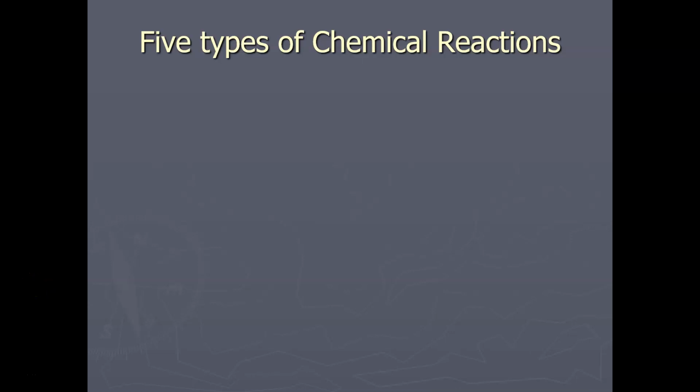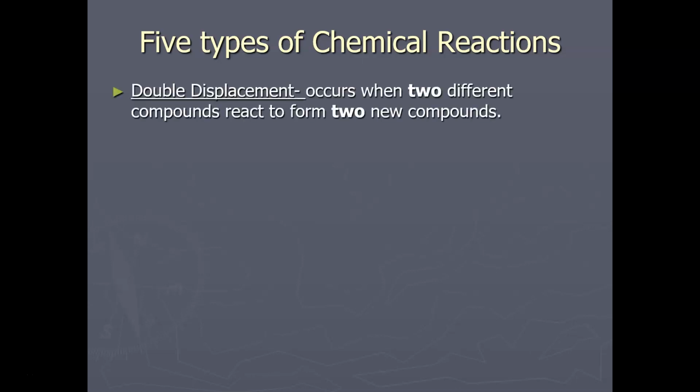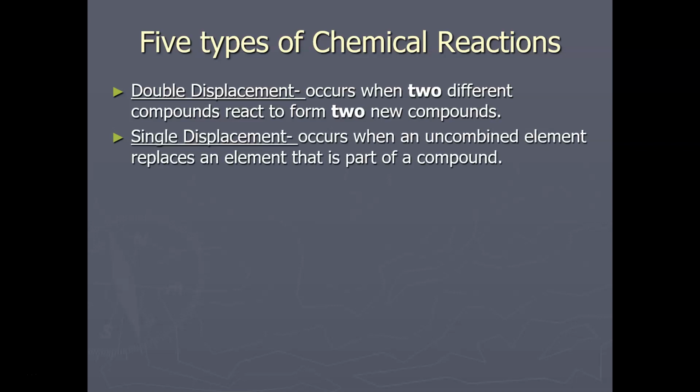Now that you're a master at balancing chemical equations, let's talk about the different types of chemical reactions. Our first type is double displacement, and this occurs when two different compounds react to form two new compounds, hence the double. Meanwhile, single displacement occurs when an uncombined element, so someone who is single, replaces an element that is part of a compound.